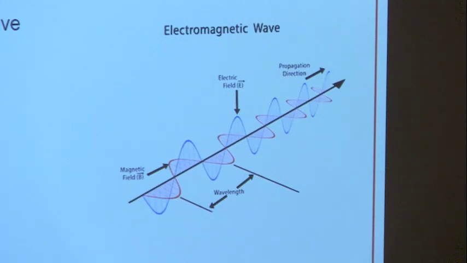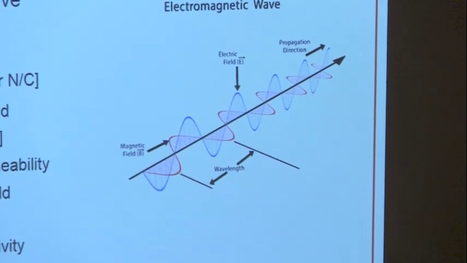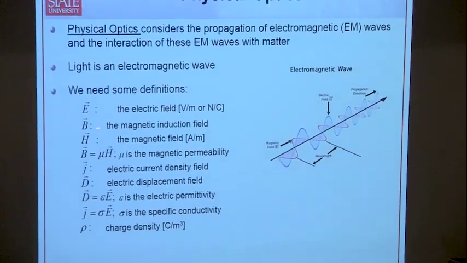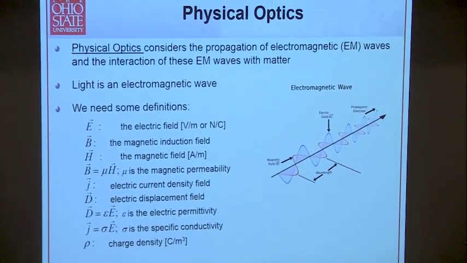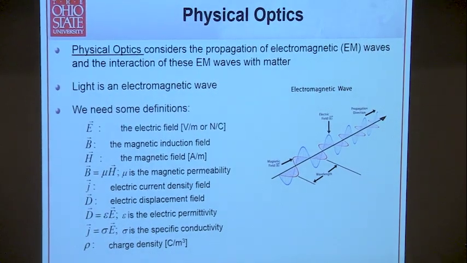So light is an EM wave, and we need some definitions. There's a host here. Let me point out a few of them. Obviously, E is the electric field. H is the magnetic field. B is the magnetic induction field. B is related to H via mu, which is the magnetic permeability.